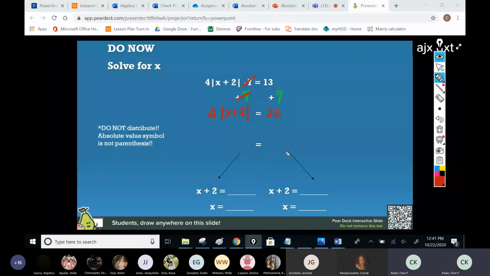All right, the next part, you have to take care of the 4 right here. So the 4, this is 4 times the absolute value of x plus 2. You have to undo the times 4. So the opposite of times 4 is divided by 4. Make sure you do it on both sides. And then times 4 and divided by 4 cancel out. You will have just the absolute value of x plus 2. And then 20 divided by 4 is 5.